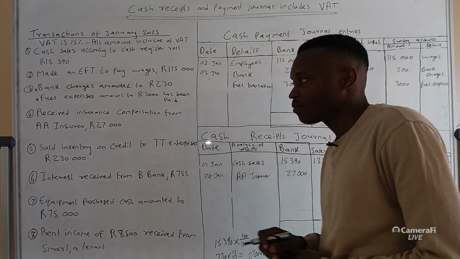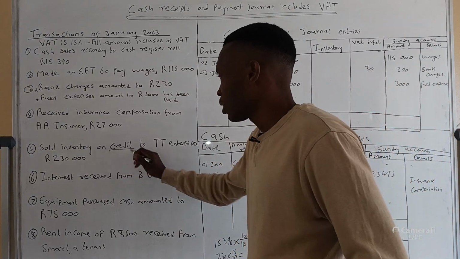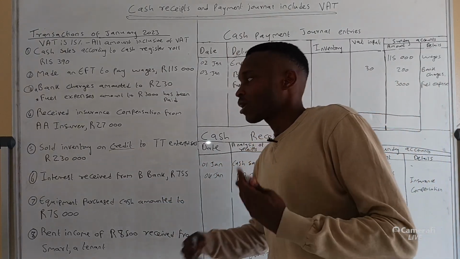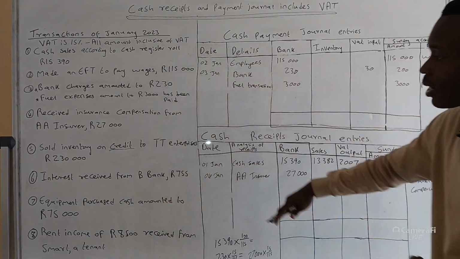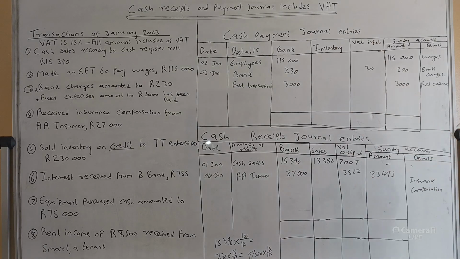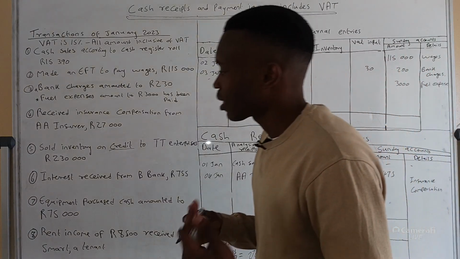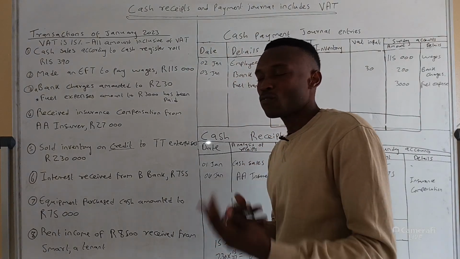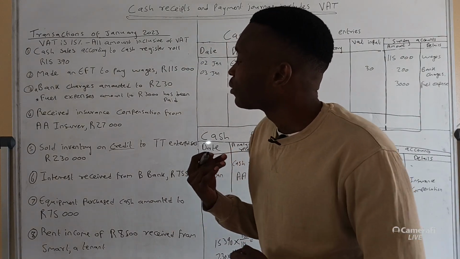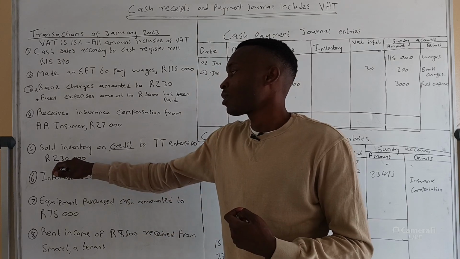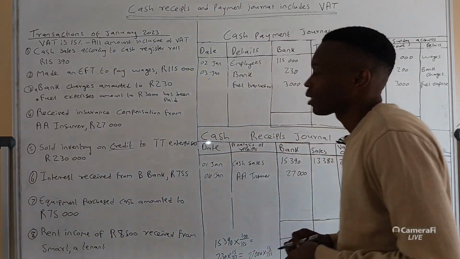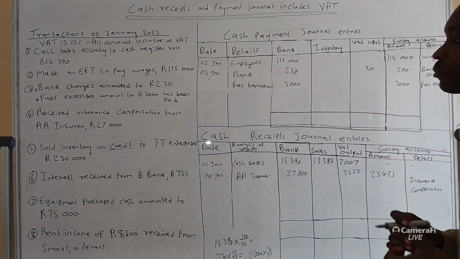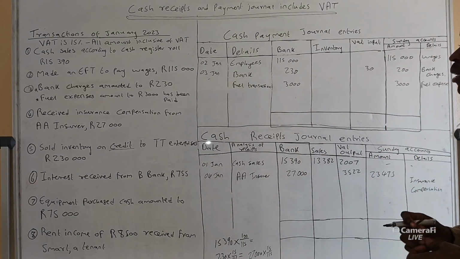Okay, number 5, sold inventory on credit to TT Enterprise by amount of 280,000. But this inventory has been sold on credit, which means that this is a debtor's control. It is not going to affect any cash journal in this case. All right, which means that in this one we are not going to cover it under this lesson, but if we were doing a debtor's journal, we were going to calculate VAT for this amount as well because it's a sales transaction.